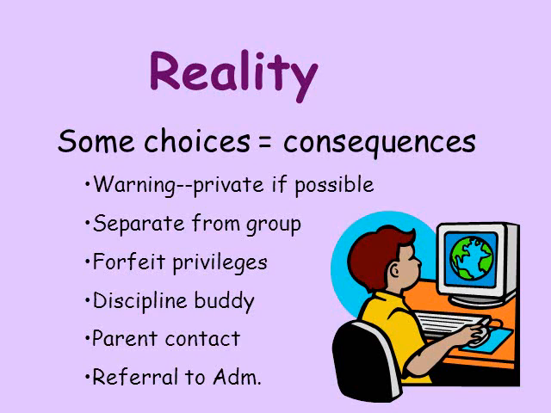Okay, the reality is some choices equal consequences. Not every student is going to respond to our great plan here, so you need to give them a warning, private if possible. Try not to embarrass them in front of their friends, because that's just going to evoke some anger and some defensive behavior. Separate from the group. They're very social at this age, so if you could separate them from the group. Forfeit privileges. That might be something that you have at your school, some kind of process for that. Discipline buddy, we already talked about that.